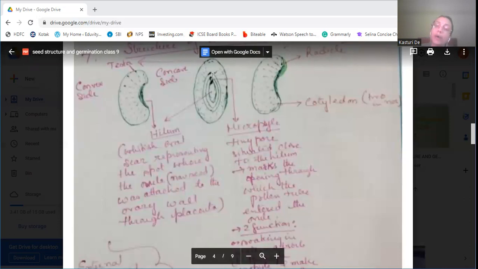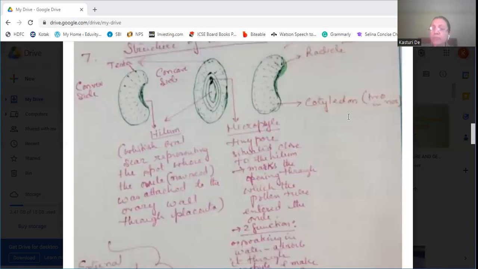Just above the hilum, there is a small hole-like structure, which is known as micropyle, which is a tiny pore through which the water and mineral salts get inside the seed, and also the pollen tube entered into the ovule. When pollination occurred, that pollen tube entered through this micropyle inside the ovule. And later on, through this micropyle, water will get inside the seed.